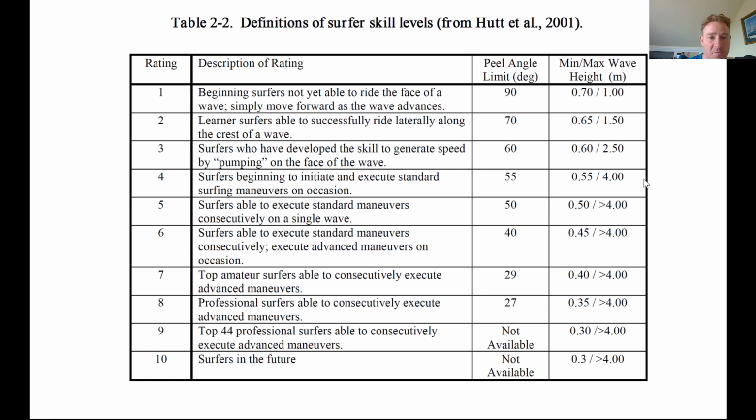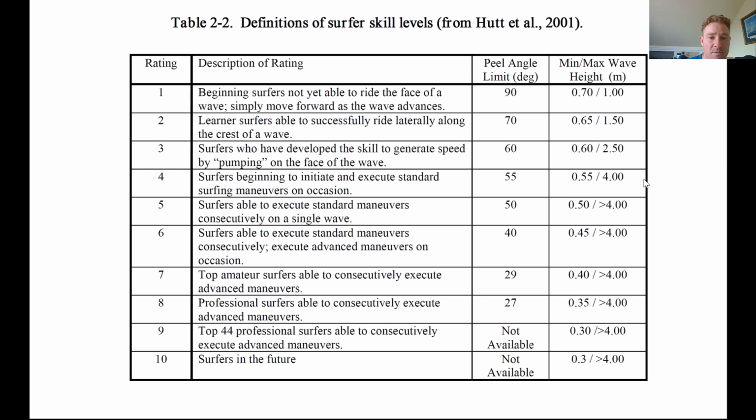A level 8 is a professional surfer able to consecutively execute advanced maneuvers. Their peel angle is a little bit sharper. It's 27 degrees, they're saying, and their minimum wave height is 0.35. You see these guys, they make a 1-foot wave look super fun because they generate all this speed.